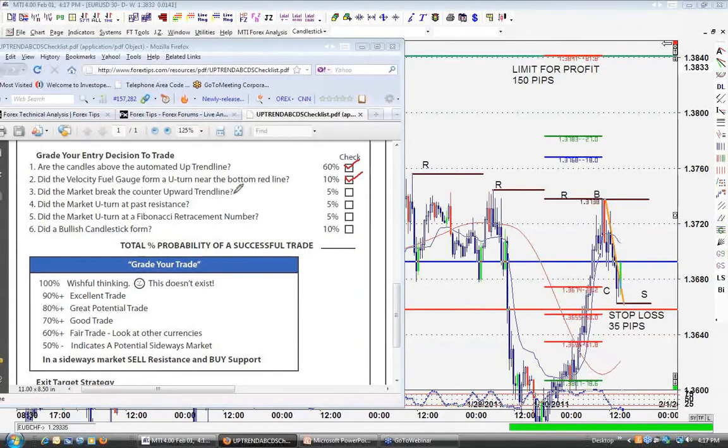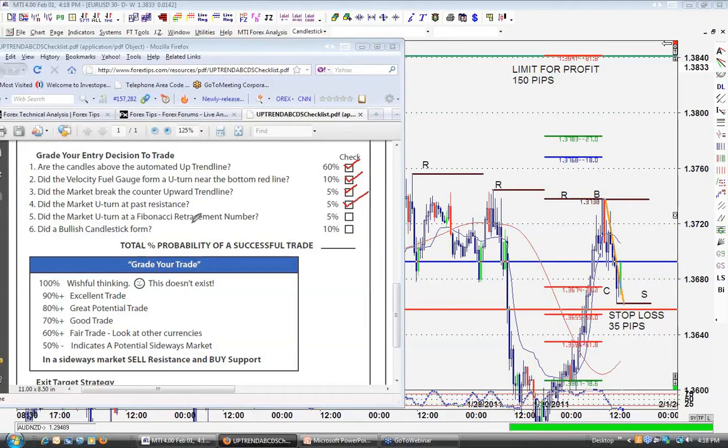Did the market break the counter upward trend line? This orange line is the counter. It broke it right at this point. Answer is yes. Did the market turn at past resistance? Did it U-turn at levels of resistance? It did back here. It's another 5%.